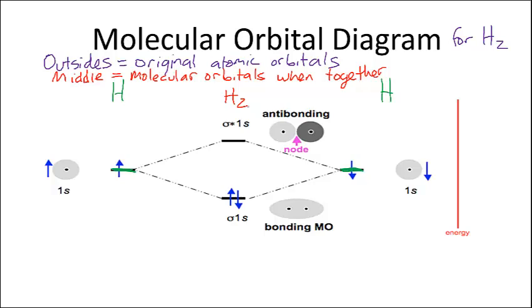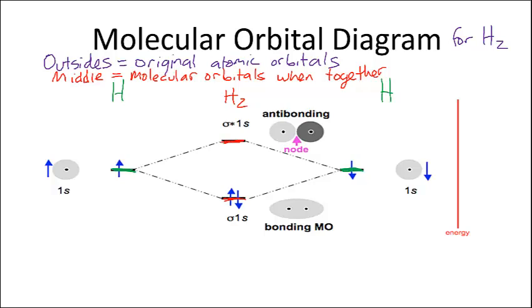So when I take two hydrogen atoms and I bring them together, what happens to their atomic orbitals? They combine in phase to make a bonding orbital, and they also combine out of phase to make an antibonding orbital. Where do the electrons go? So H2 is in the middle. Here are the two orbitals created.